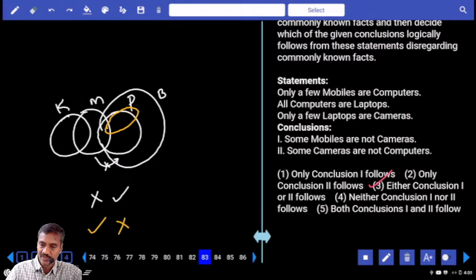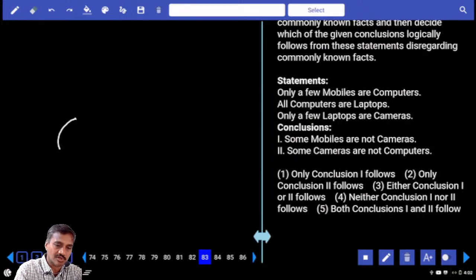The next one, 83. Only a few mobiles are computers. Only some of the mobiles are computers but not all.